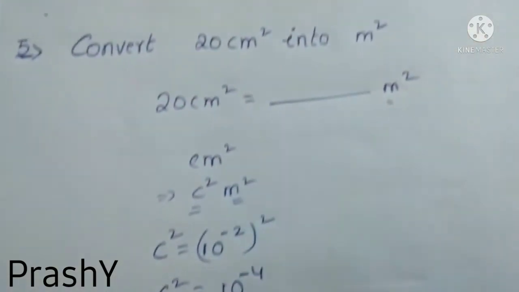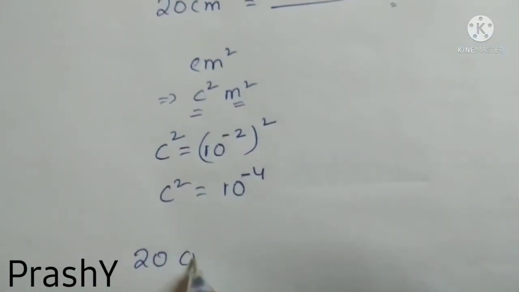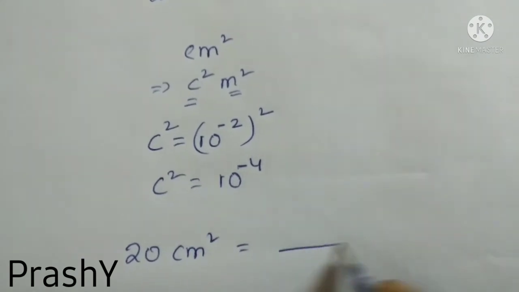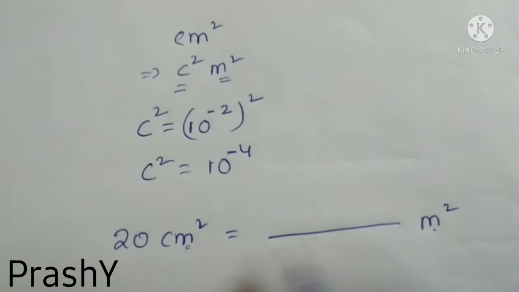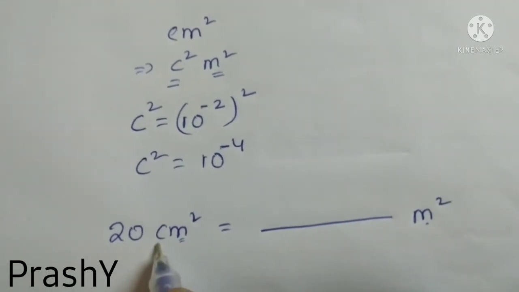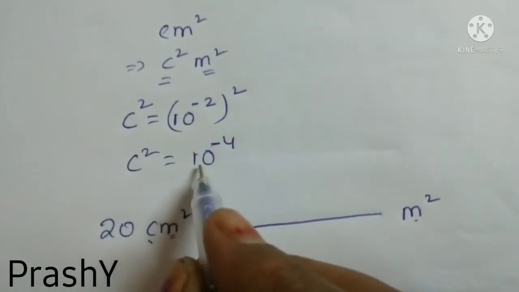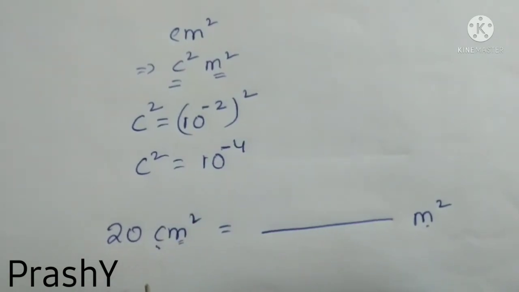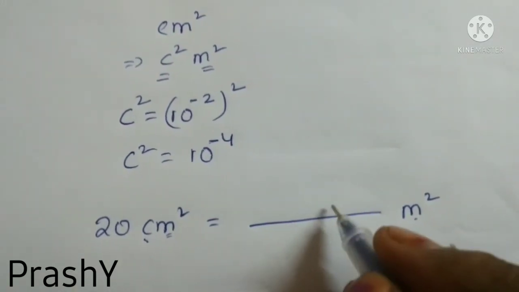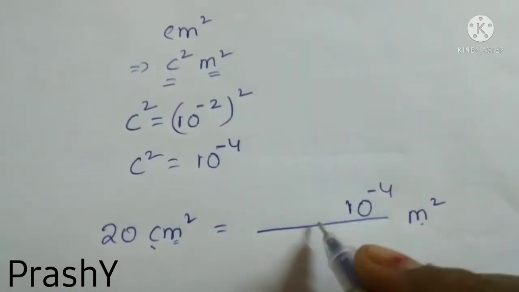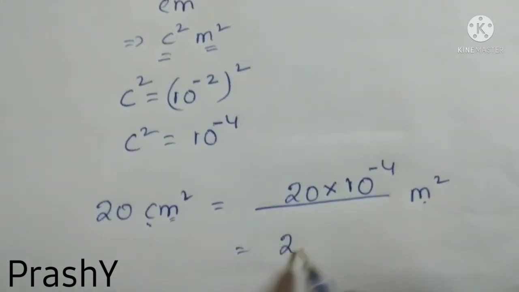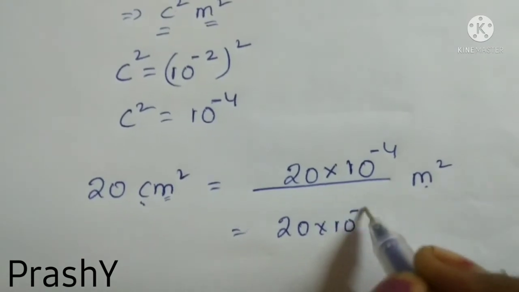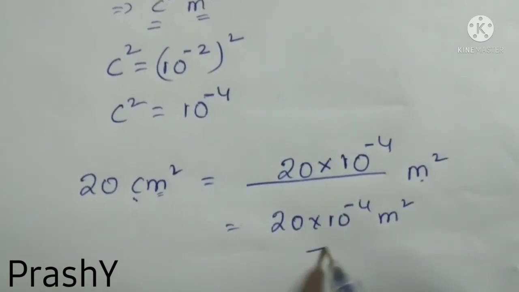Okay, so now we have to write the equation. So 20 centimeter square is equal to dash meter square. So here we have meter square and meter square, no need to consider. Here we have centi square, which is 10 power minus 4. Since it is on the left hand side, write the number as it is, that is 10 power minus 4 into 20 as it is. So we will get 20 into 10 to the power of minus 4 meter square as our solution.